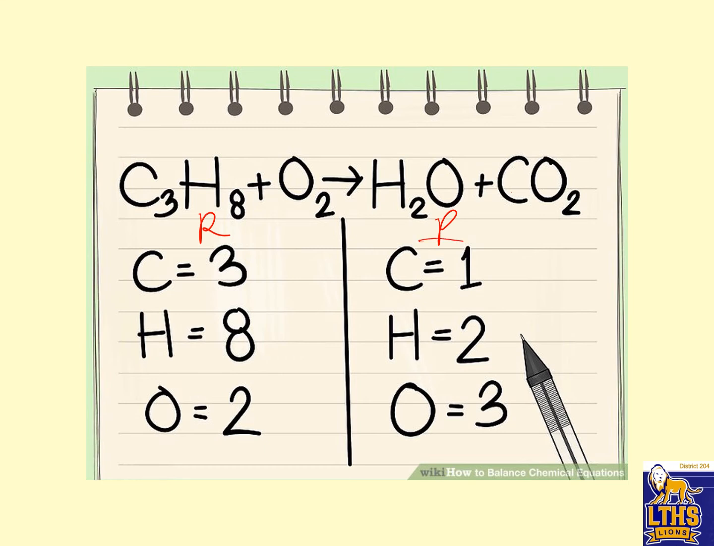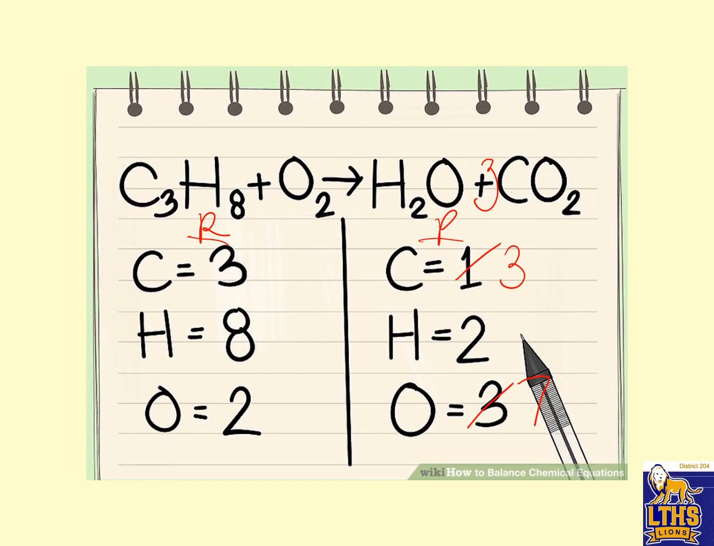Okay, so let's balance it by putting in coefficients. So I need to have 3 carbon dioxides, so I can get 3 carbons. So that changes my carbon to 3. And now I have 3 times 2 is 6, 7 oxygen. And so carbon's balanced, but hydrogen's not, and oxygen's not.